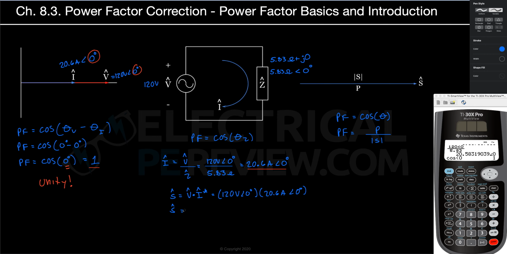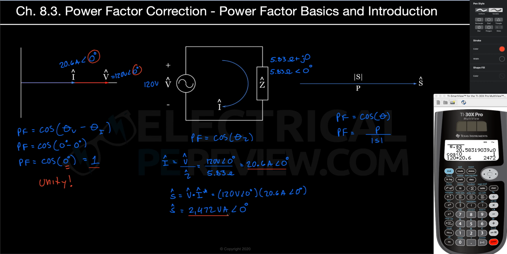And let's go ahead and plug that into our calculator. This time I'm just going to type 120 times 20.6. I'm not going to enter in the angles since they're both 0, and the math comes out fine in your calculator. And you'll notice that I don't get the angle 0 anymore, so that 0 angle is implied. So our complex power is going to be 2,472 volt amps at an angle of 0 degrees.